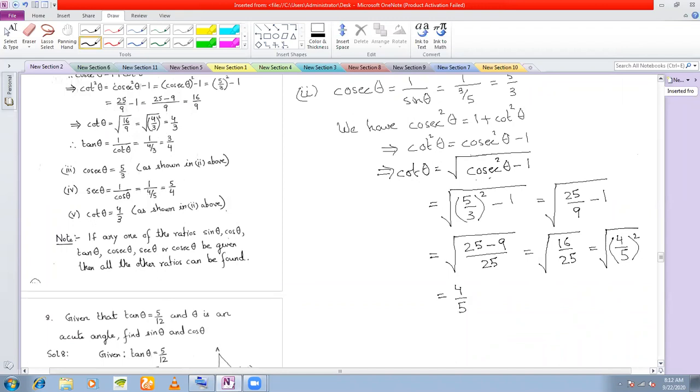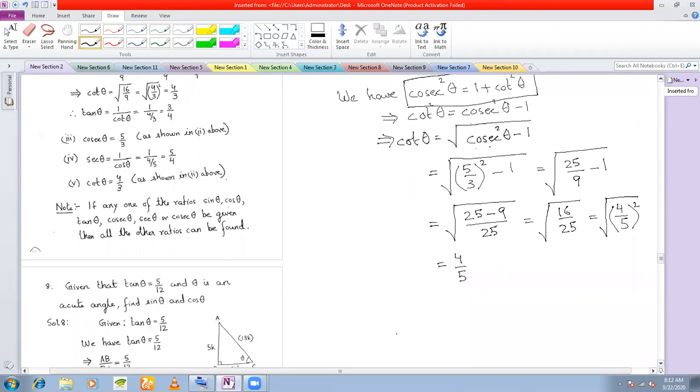So what you see here is that we have found out the value of cot theta from cosec theta by using the identity or square relation, cosec square theta is equal to 1 plus cot square theta. And cot theta we have found as 4 by 5.